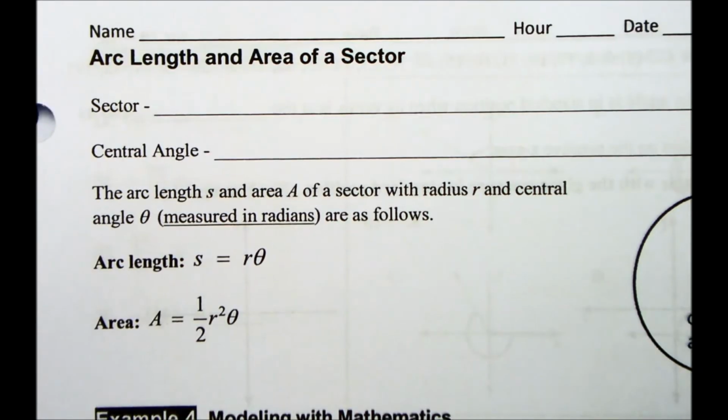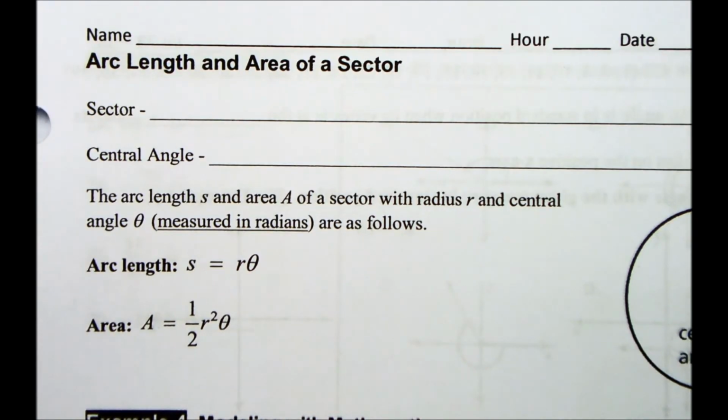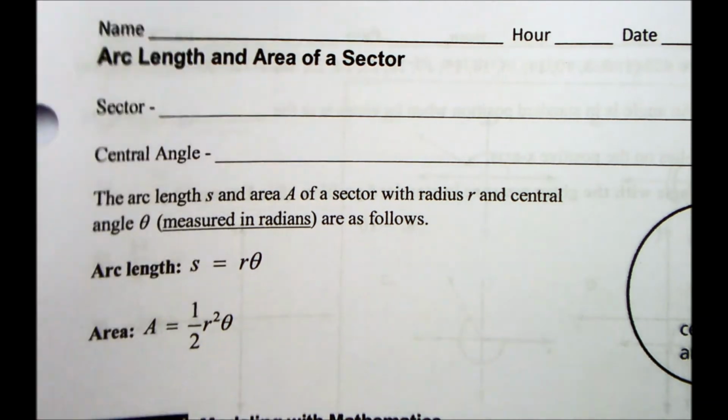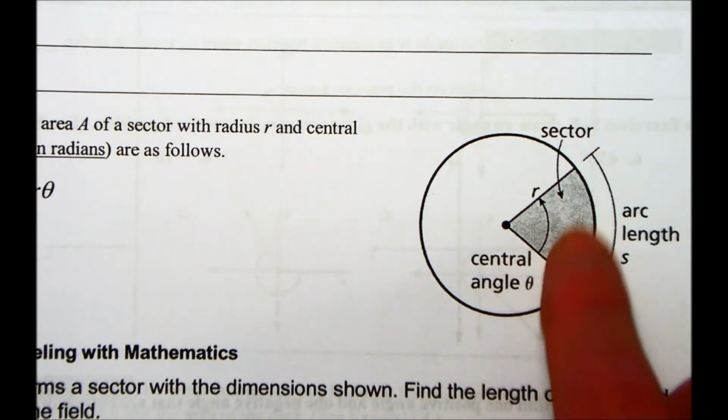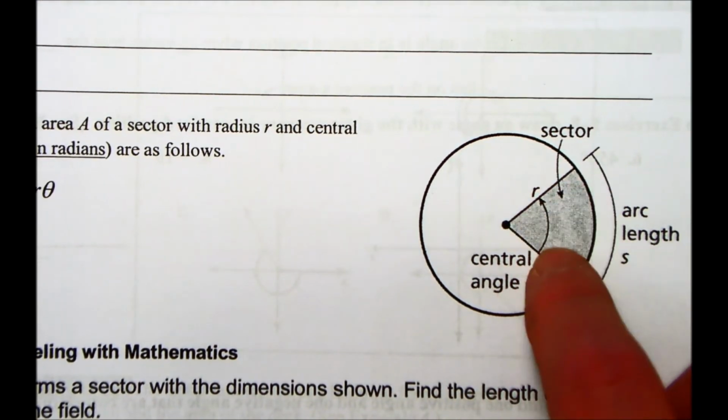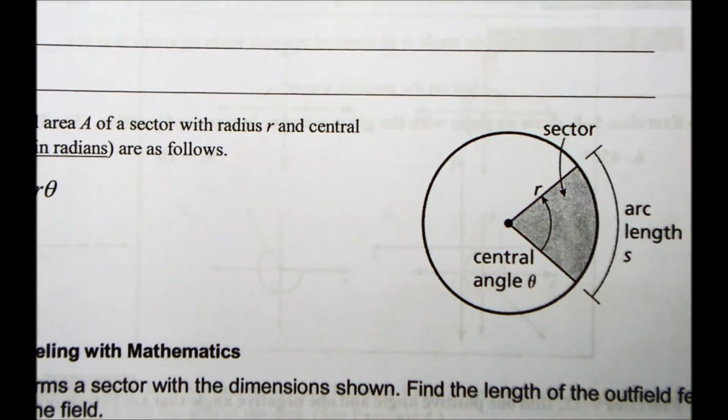So let's first of all define what is a sector. This is something that, again, you should be kind of familiar with. The sector is basically the area of the inside of the circle, but inside of that angle.